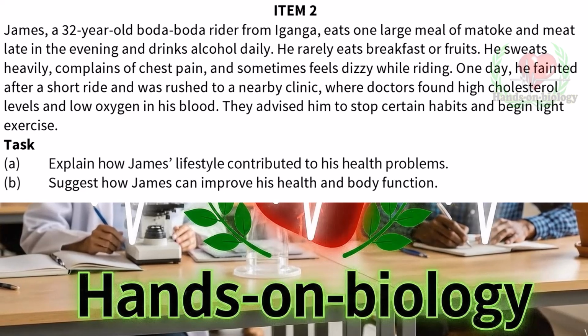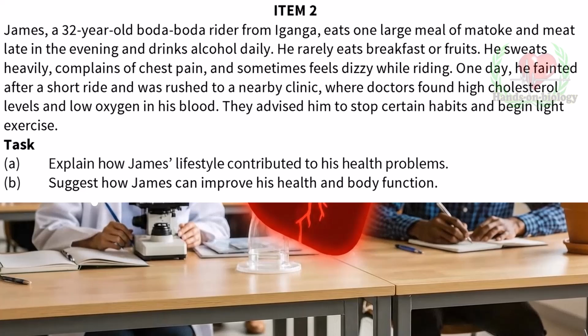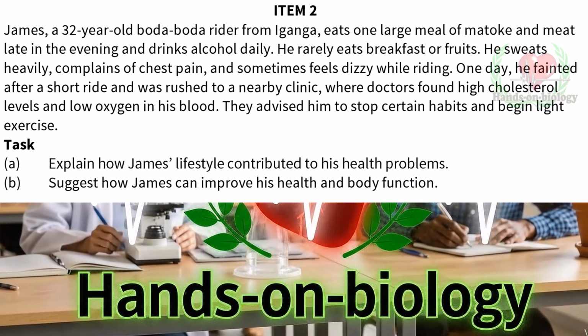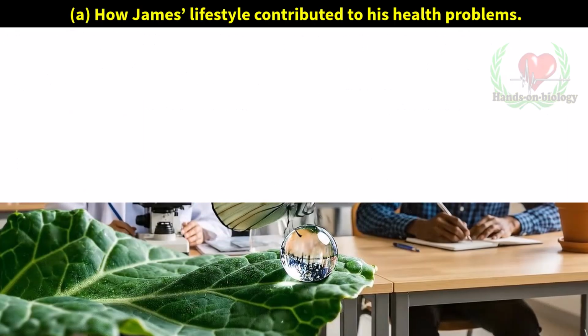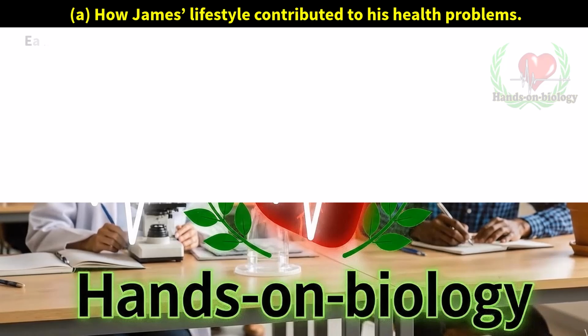Task Part A. Explain how James's lifestyle contributed to his health problems. Part B. Suggest how James can improve his health and body function. How James's lifestyle contributed to his health problems. Eating one large meal late in the evening.